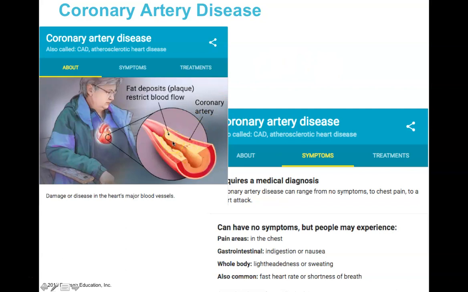If it gets fully blocked off, then this can lead to a heart attack. So this is potentially very dangerous and is related again to the development of plaque in the arteries.